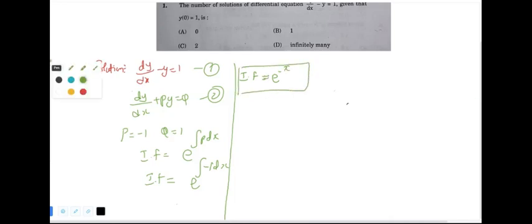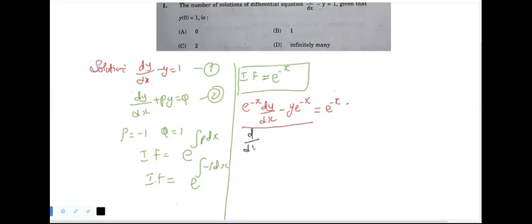Now we will multiply the integrating factor to equation 1. Multiplying, we get e to the power of minus x dy by dx minus y e to the power of minus x, equal to e to the power of minus x. Now we can see this is in the form of the UV rule, so we can write it as d by dx of u into v, that is e power minus x into y, is equal to e power minus x.